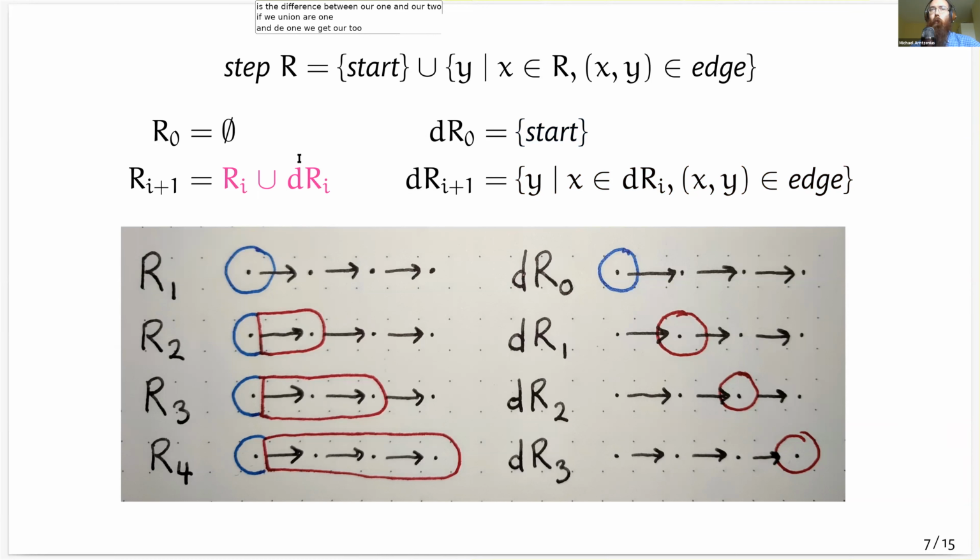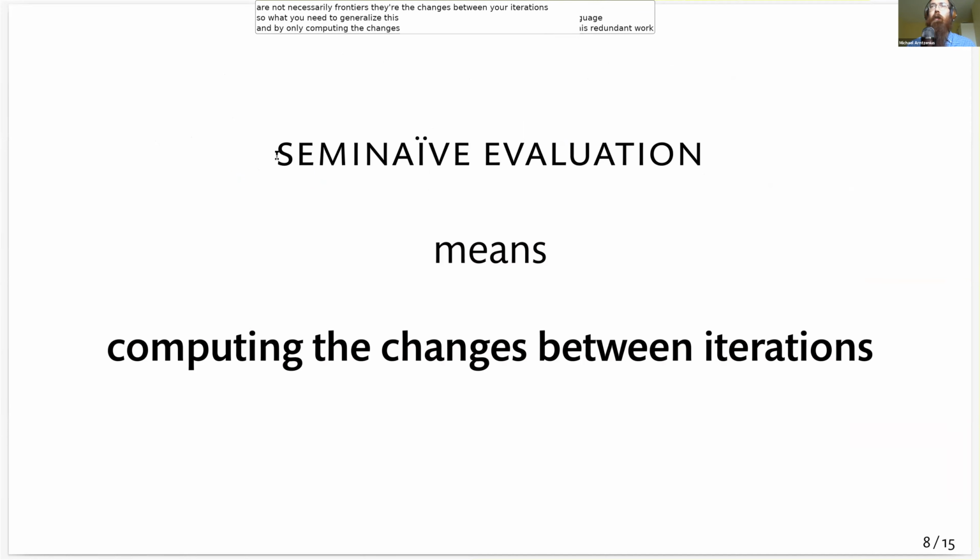And this is how you actually generalize this idea to apply to more than just graphs. What you're computing here are not necessarily frontiers, they're the changes between your iterations. So what you need to generalize this is a theory of changes for a higher order language. And by only computing the changes between iterations, we don't have to do all this redundant work. And this strategy of only computing the changes between iterations is what's called in Datalog semi-naive evaluation. And we've known how to do it since the 80s.